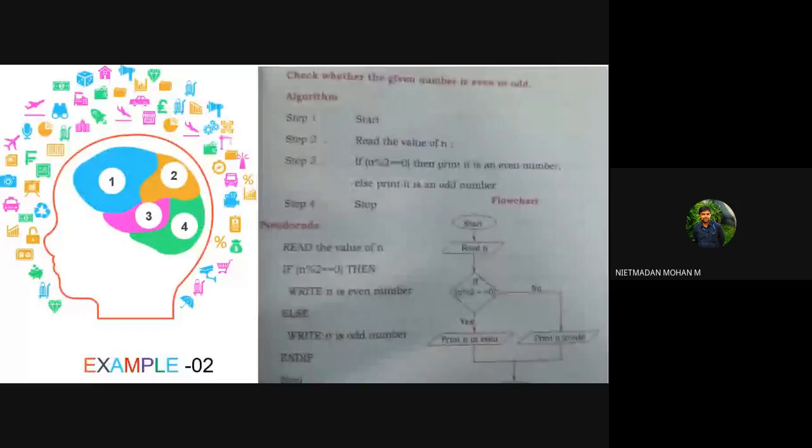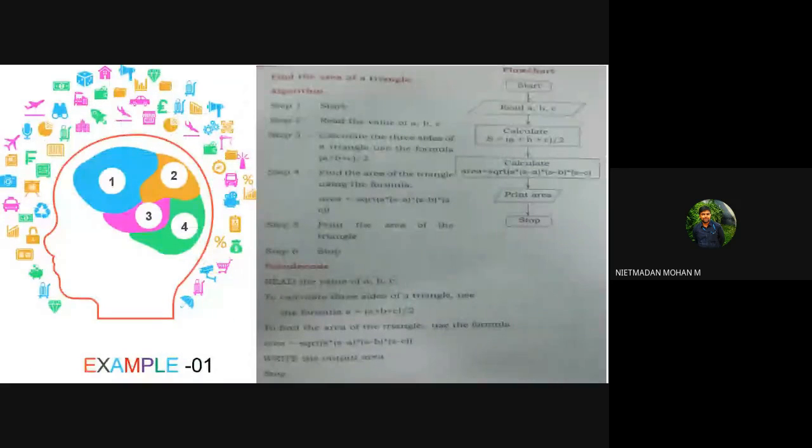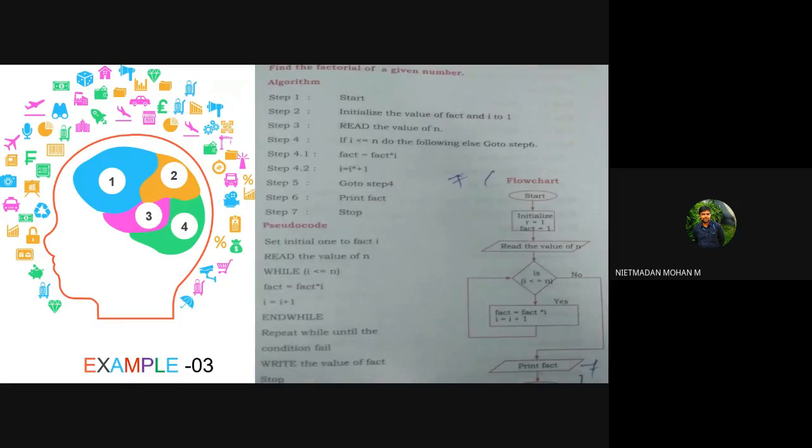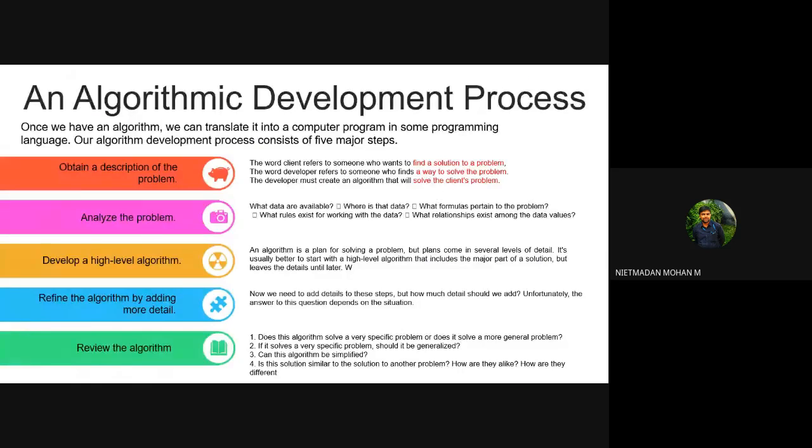So we have discussed these three problems, right? One is area of a triangle, that is a sequence; finding whether the given number is even or odd, that is a selection; and factorial of a given number, that is an iteration process. So we have discussed three examples.